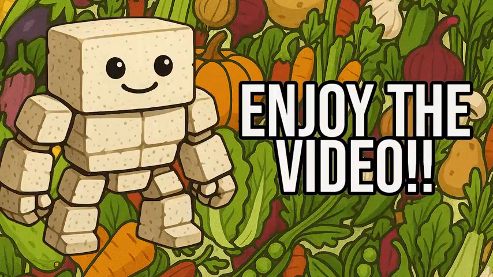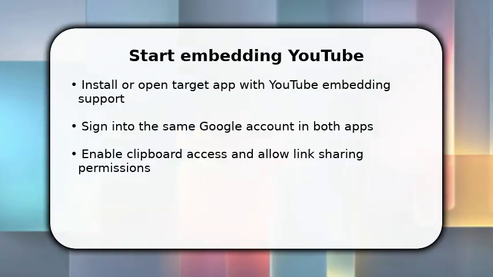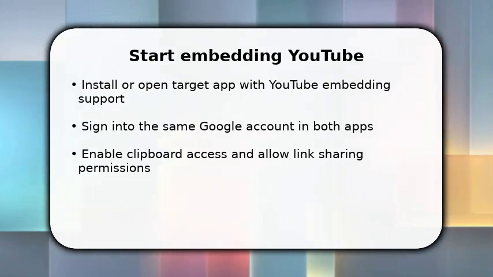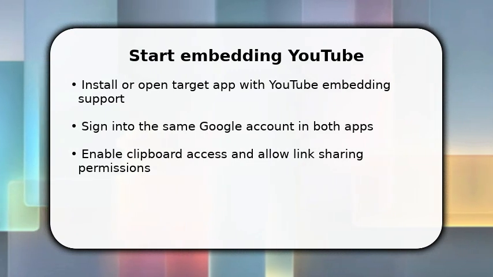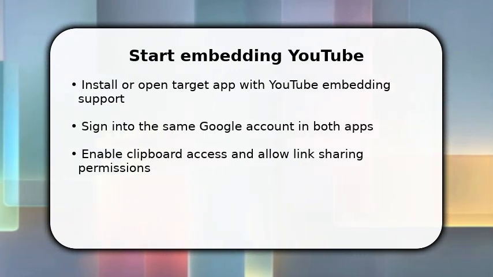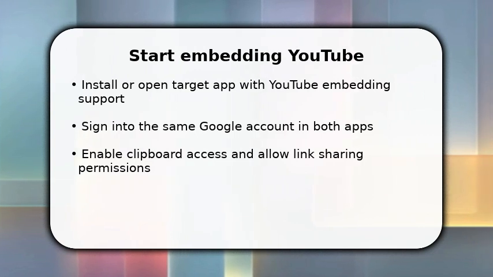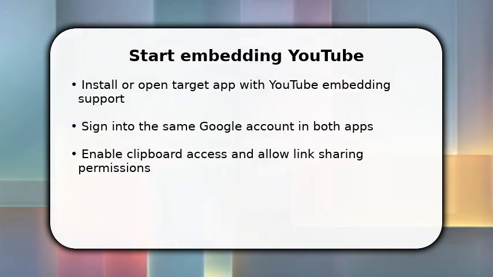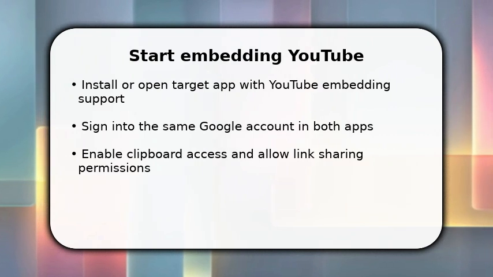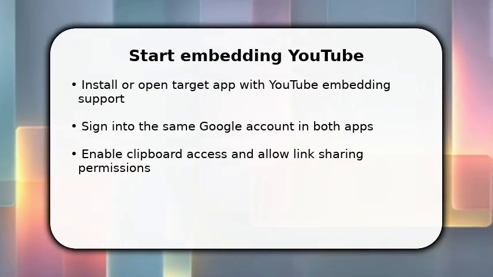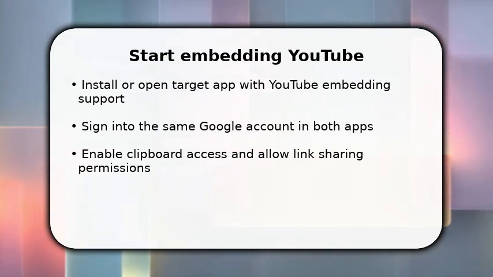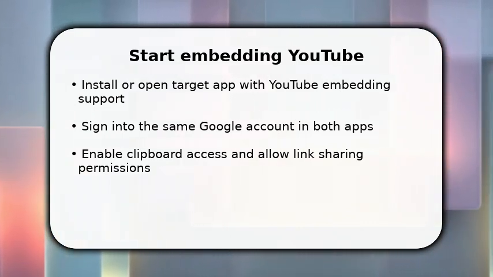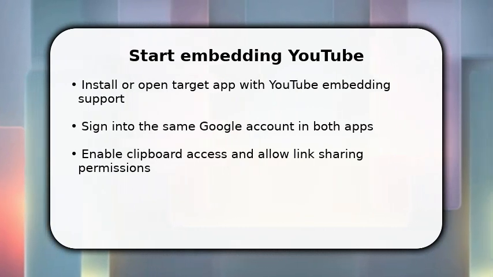Please enjoy the video. You start by getting the app ready and linking accounts. You should sign into Google in both YouTube and the destination app. This keeps subscriptions and history consistent. Once done, find the video, tap Share, and choose Copy Link or the app icon. Make sure to enable clipboard and link permissions if the app prompts you. These initial steps let you move a playable URL into another app without losing playback controls or captions.